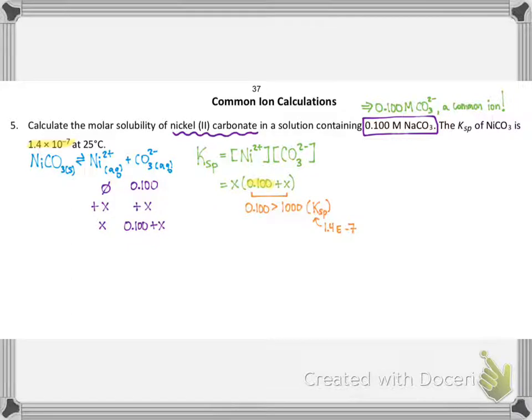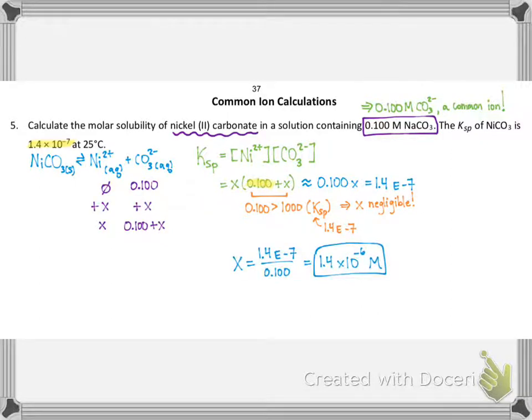times bigger. And because that is true, we can say X is negligible, which means Ksp is about equal to 0.1X. And of course, we know the value for the Ksp. It was 1.4 times 10 to the negative 7th. Since we're looking for molar solubility, we're just solving for X. So now it's just some easy algebra. So our molar solubility of nickel 2 carbonate in this 0.1 molar solution of carbonate ions is 1.4 times 10 to the negative 6 molar.